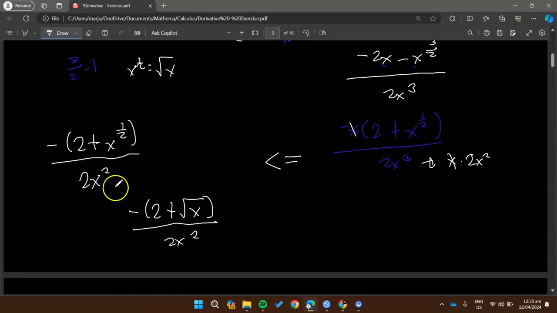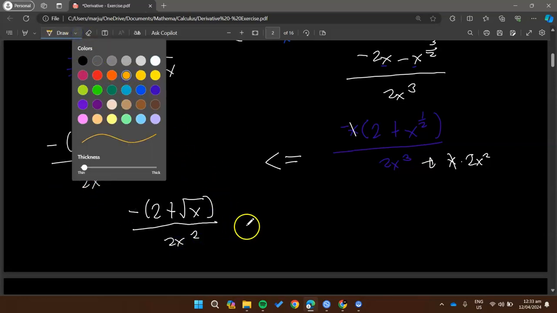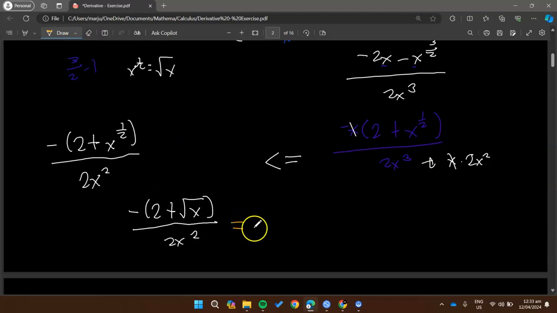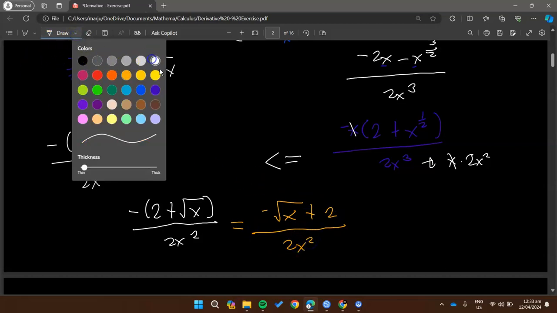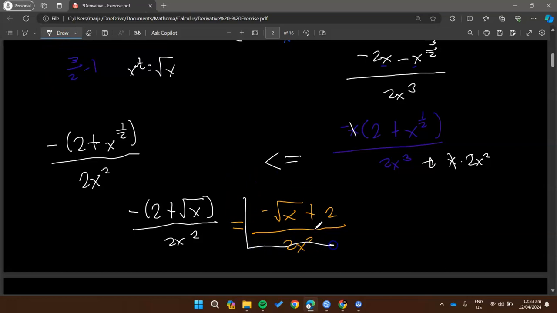So this will be our answer for this exercise, or if you want, you can actually rewrite this one as, again, they are equal, negative x plus 2, all over 2x squared. So again, this will be our answer for this exercise. I hope that makes sense.